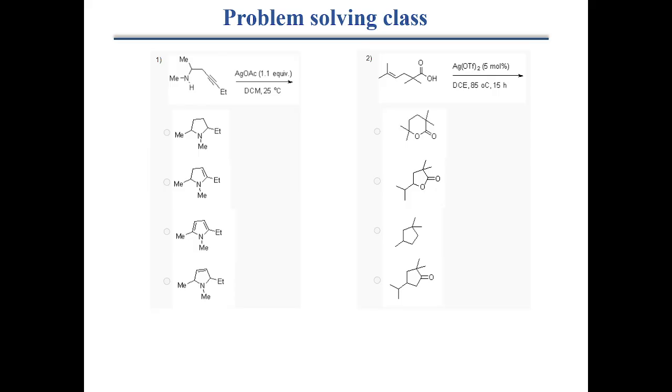Now I'm going to discuss some problems which we have for today. The first question is the silver acetate reaction onto the alkyne. So we all know alkyne has pi character, so it will react with the silver. The pi bond is activated, and then the nitrogen has a lone pair, so it will react in a 5-endo-dig cyclization way.